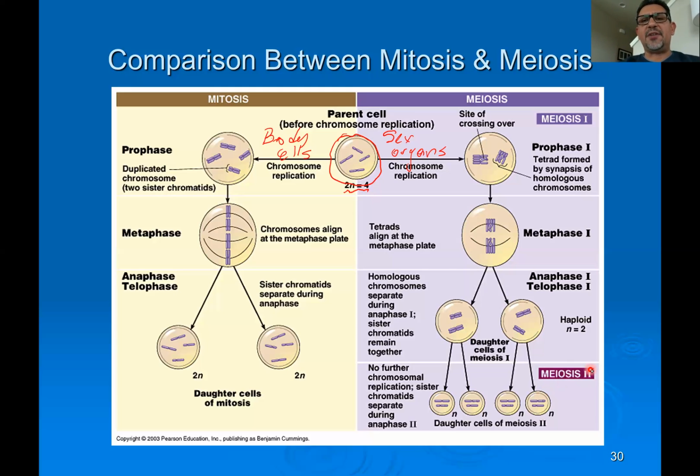So think about the key differences that are featured in this table. Both begin with a diploid cell that has gone through the cell cycle, but the location of these cells is going to be different. Then mitosis requires only one round of cell division. Meiosis requires two rounds of cell division.